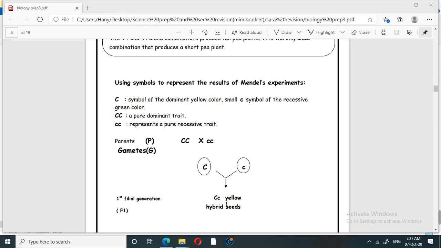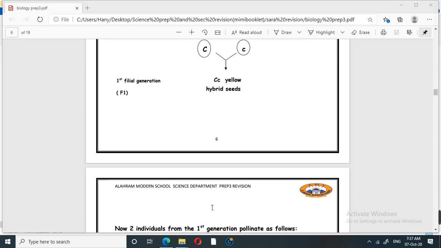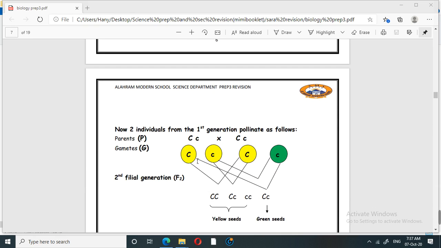Let's start the second generation. If we make a crossing between randomly two yellow hybrid seeds, what will result? C capital C small with C capital C small. This is the second parents. Take a gamete, so separate the two genes from each other. So C capital will be on one gamete and C small will be on another gamete. Also for the female, C capital in one gamete or one ovum and C small in another ovum.